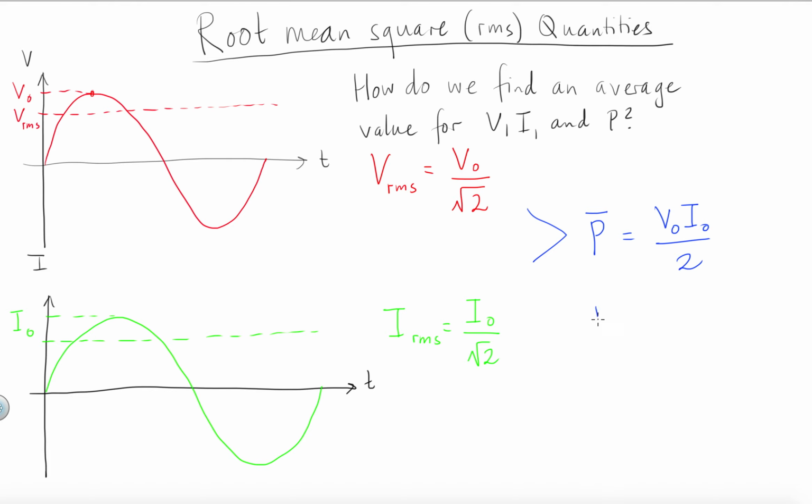gives us root 2 VRMS, just substituting here, times root 2 IRMS divided by 2. Root 2 times root 2 is 2, so these quantities cancel, and I get the average power to be the RMS voltage times the RMS current.